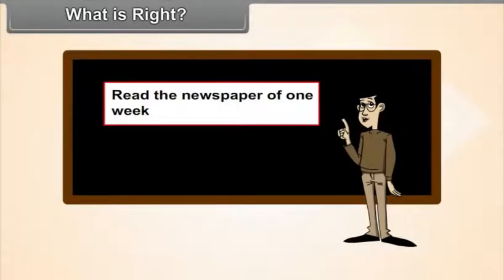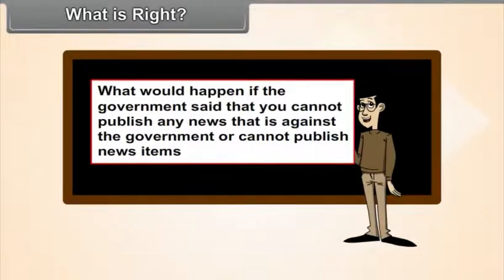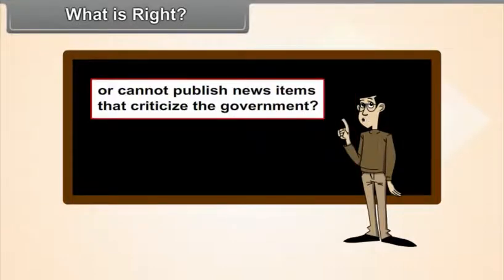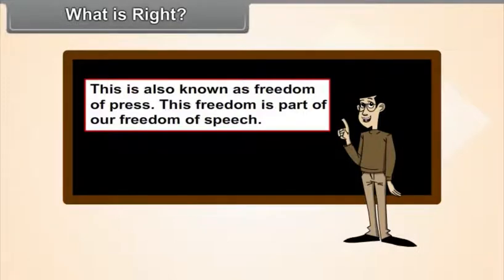Read newspapers of one week. List the news items that are against the government or critical of the government or some leaders. What would happen if the government said that you cannot publish any news that is against the government or cannot publish news items that criticize the government? By allowing publication of news opposed to it, the government accepts certain limitations. This is also known as freedom of the press. This freedom is part of a freedom of speech.